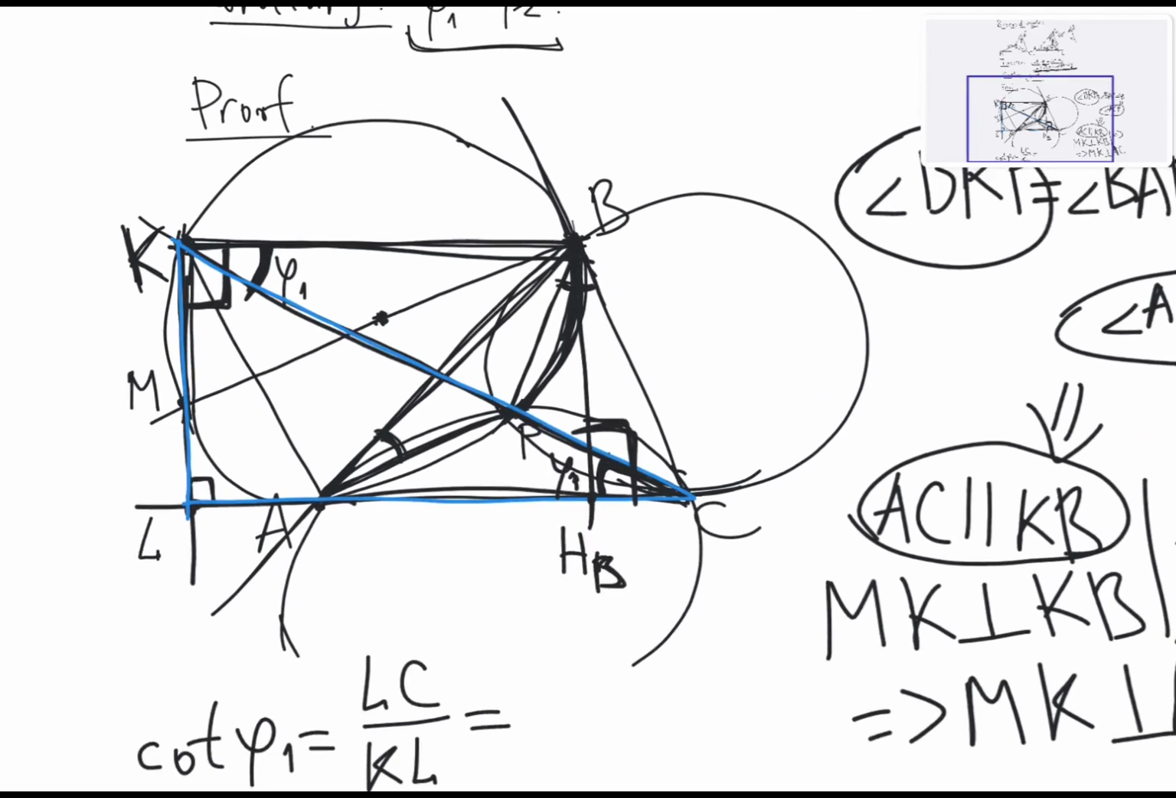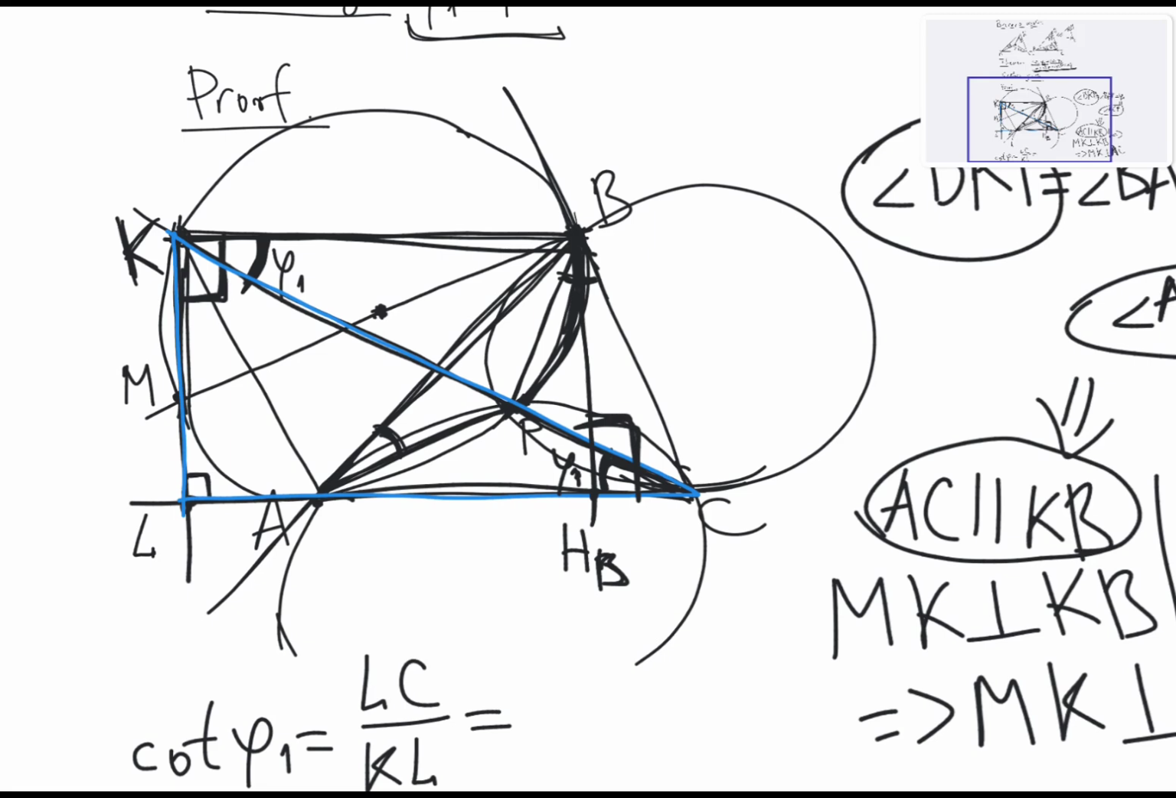And so now we have KBHBL. It's a rectangle, because KB is parallel to LC, and we have right angles everywhere, so it's a rectangle.